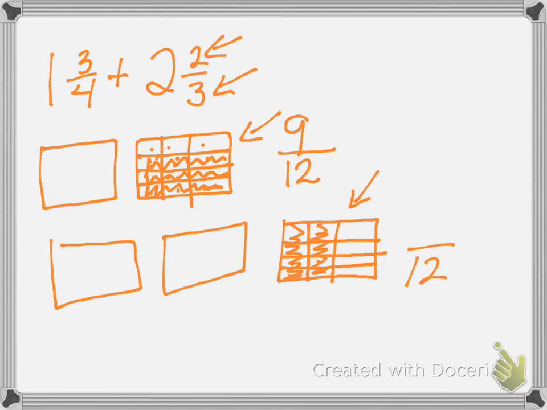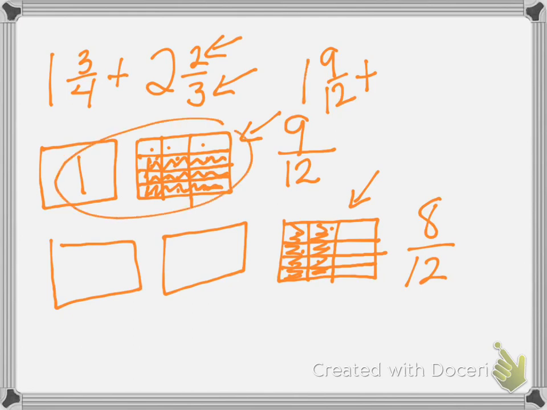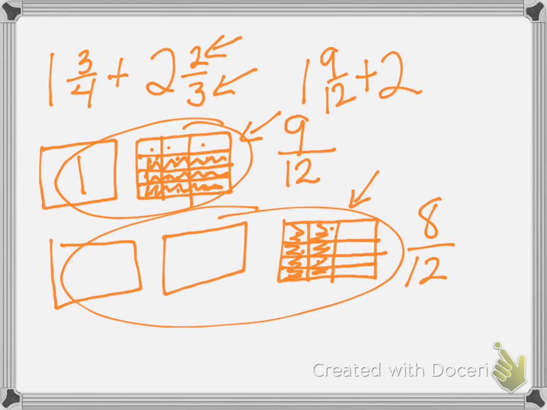And we colored in 1, 2, 3, 4, 5, 6, 7, 8. So now we're going to go 9/12. Actually, it's 1 and 9/12 plus 2, we don't want to forget those whole numbers, and 8/12.